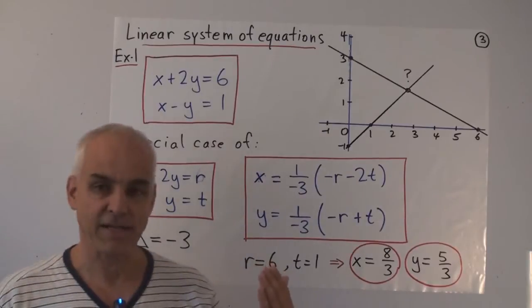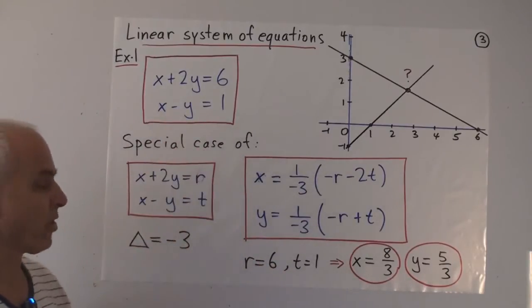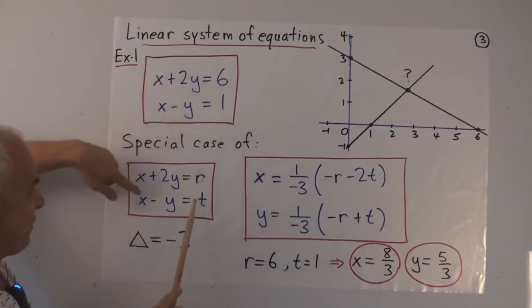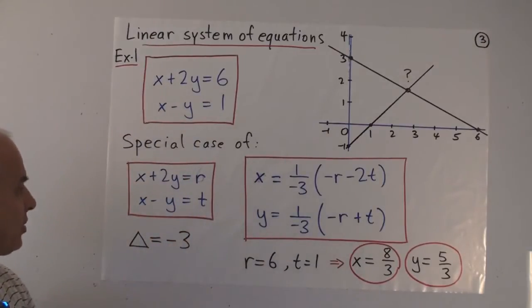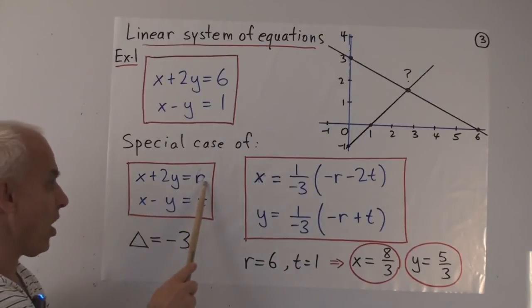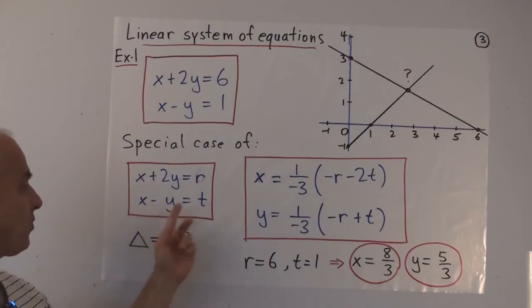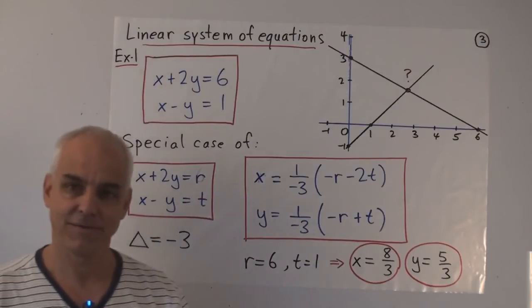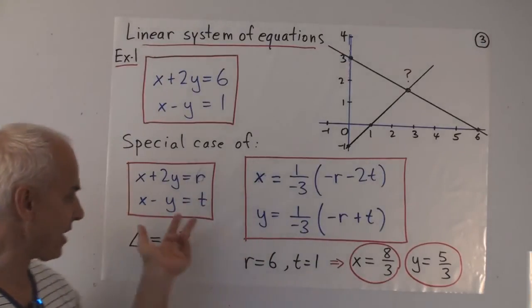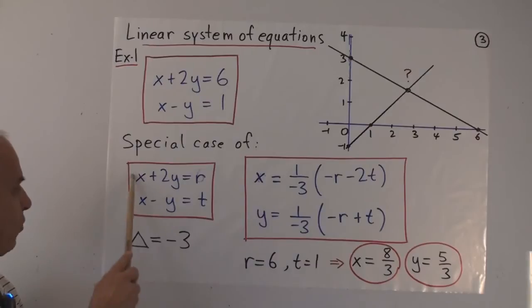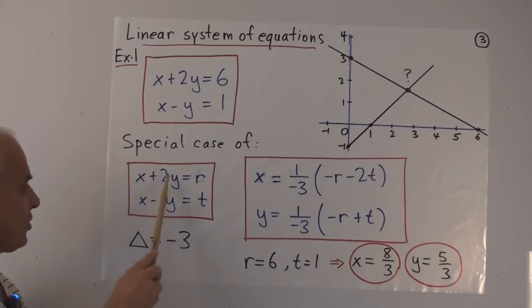Well, we can recognize that this is a special case of the more general thing that we've been talking about. This is a special case of this more general equation where we have x plus 2y equals, say, r, and x minus y equals t, and we want to solve for x and y in terms of r and t. That's exactly the kind of problem that we've been looking at. Well, what is the determinant in this case? It's 1 times minus 1 minus 2 times 1.